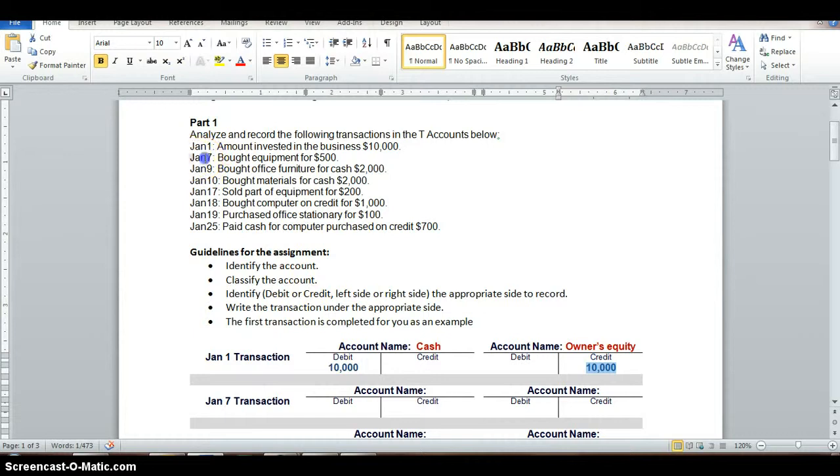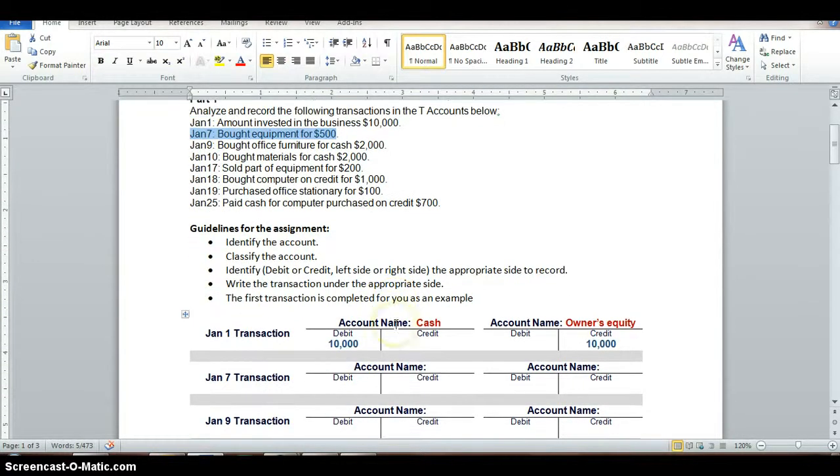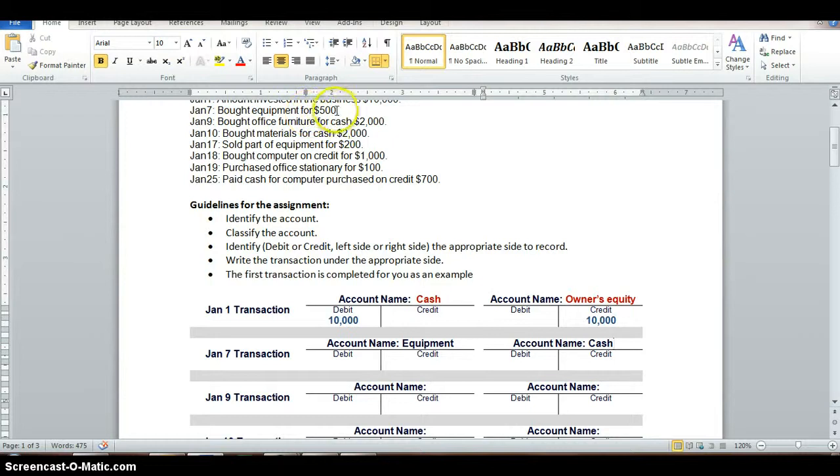Okay? So let's look at our second transaction up here. On January 7th, we bought equipment for $500. I know you don't know all of the account names yet, but you just go based off of what your transaction tells you. So we're just going to call this account equipment, and it looks like we paid $500 cash for it. We know it's cash because if it was on account, it would say purchased on credit or paid for at a future date or something along those lines. Since it doesn't say any of that, we can assume that we're paying cash.